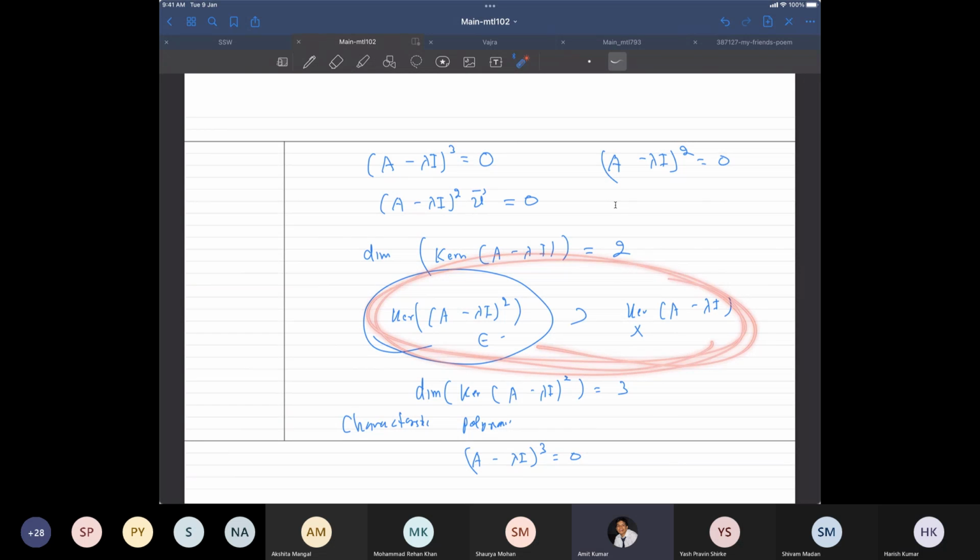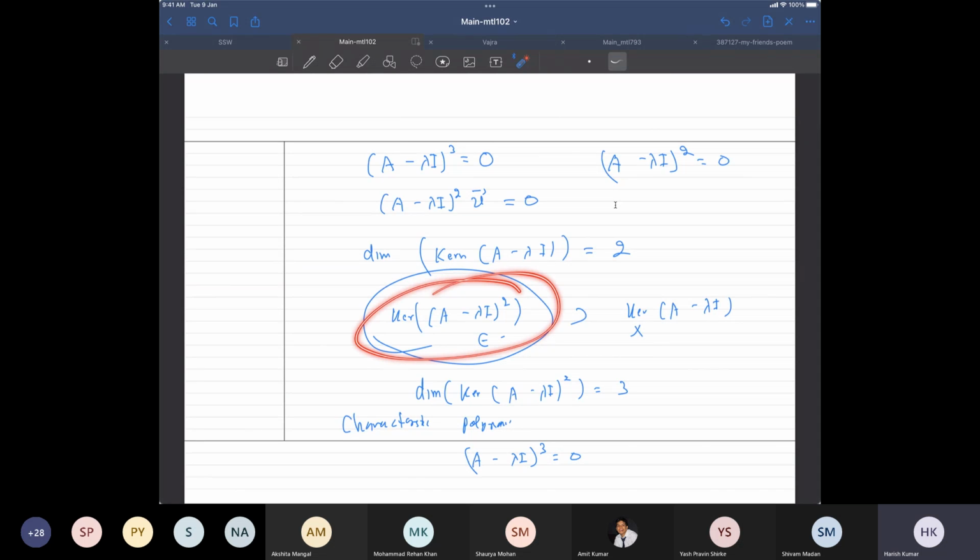Okay. So basically, if we prove that A minus lambda I square is equal to 0, then we can say that the dimension will be 3. Then we can say that, yes. Yeah, so that is the point. Basically, you have to show that there is some vector here which doesn't belong to here.